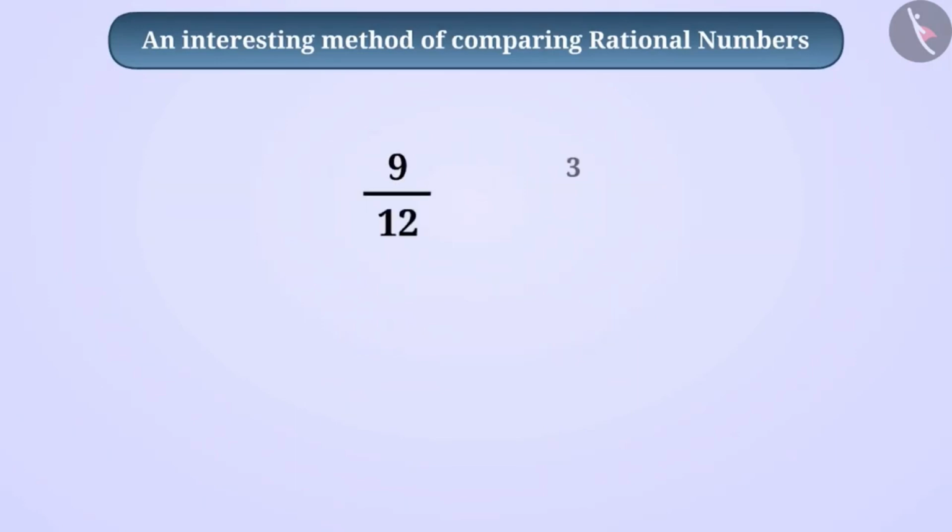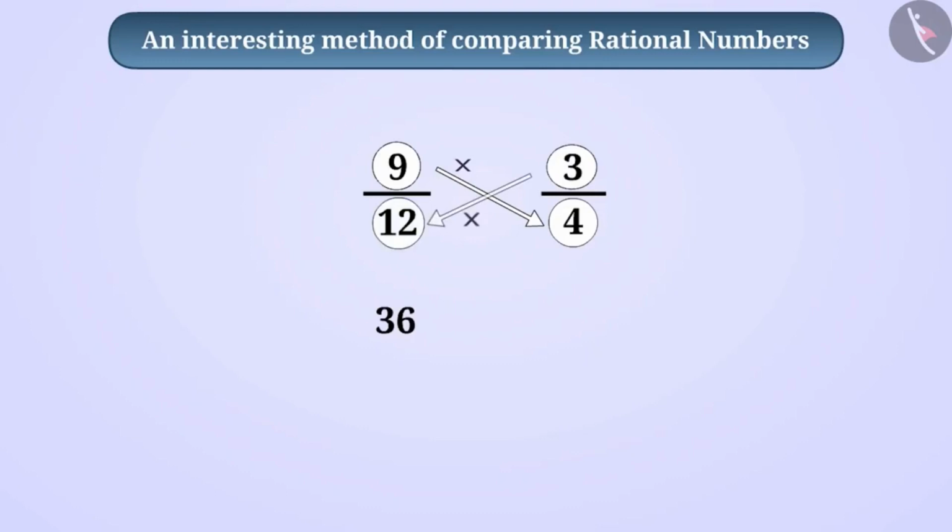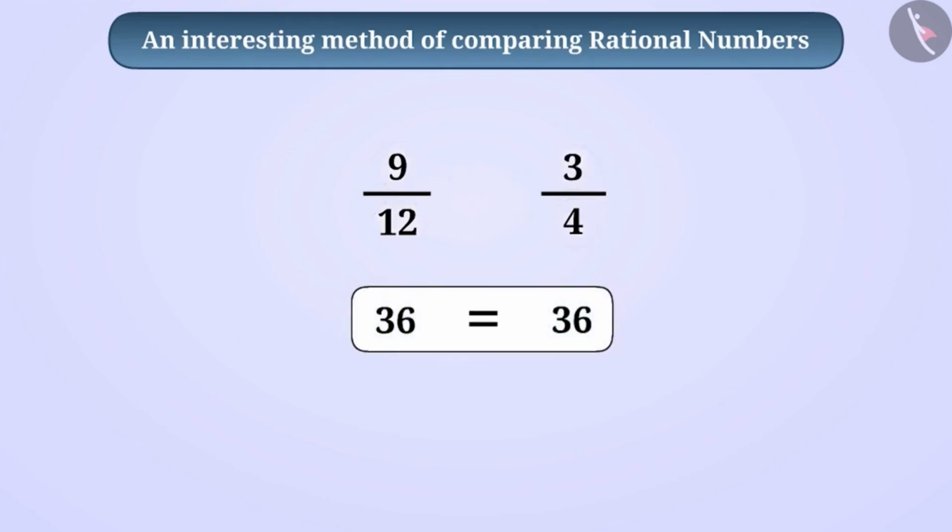If we compare 9 by 12 and 3 by 4 in the same way, then by multiplying the numerator 9 of the first number by the denominator 4 of the second number, we will get the result 36. And by multiplying the numerator 3 of the second number by the denominator 12 of the first number, we get a result 36. In both situations, the result is equal. Therefore, we will say that 9 by 12 is equal to 3 by 4.